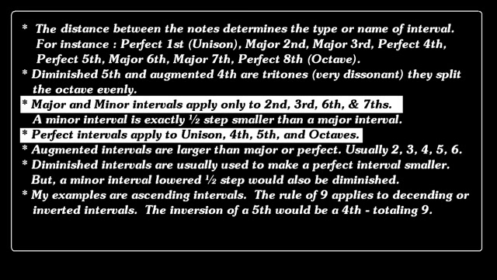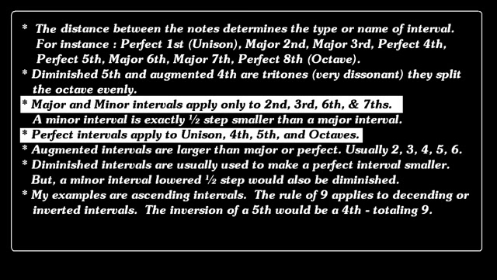Augmented intervals are larger than major or perfect intervals. They usually apply to the second, third, fourth, fifth, or sixth. Diminished intervals are usually used to make a perfect interval smaller. But a minor interval lowered 1/2 step would also be diminished.